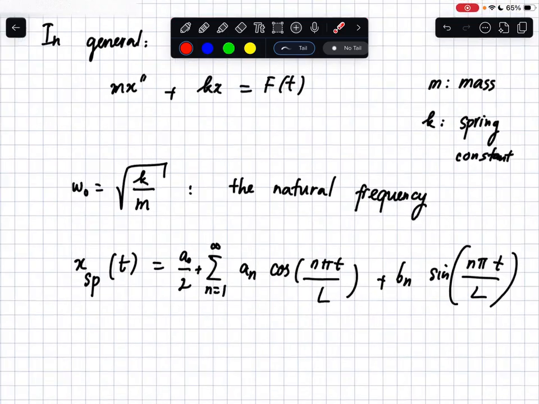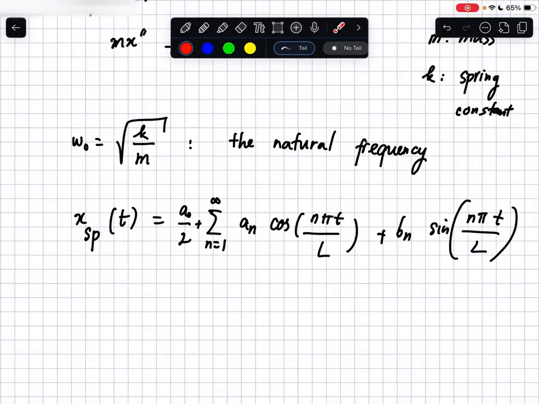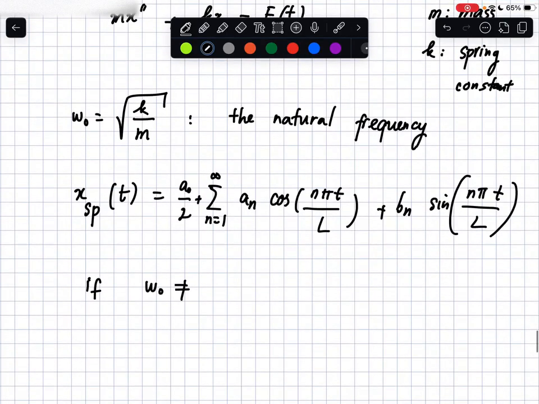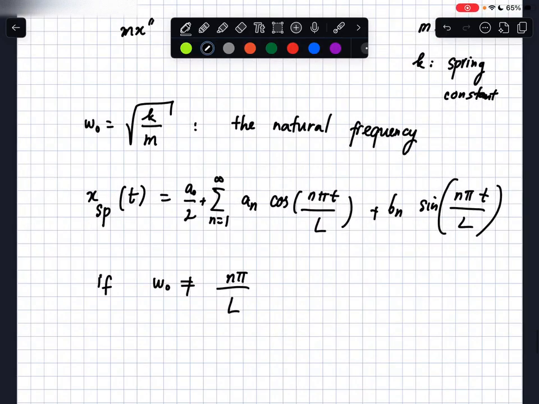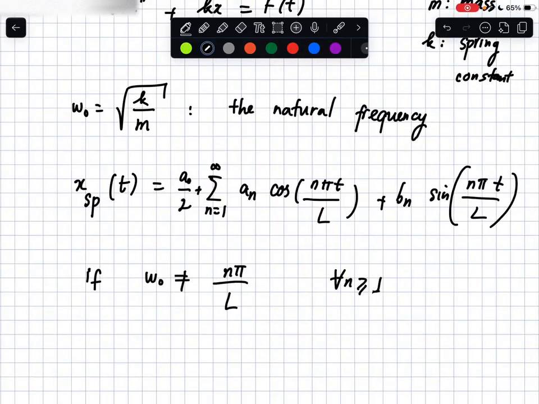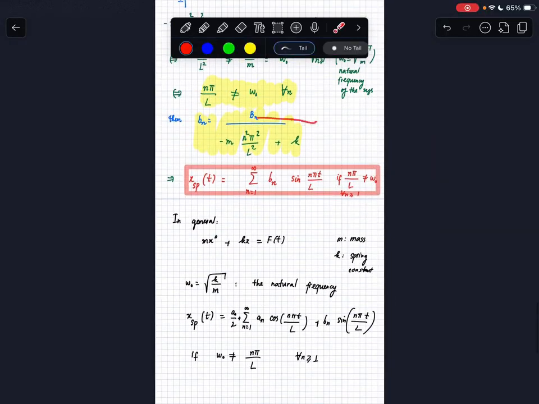And remember that we need the condition that omega naught, the natural frequency of the system, is different from n pi over L. We need this condition for all n greater than or equal to 1. Because if not, we cannot divide by this. So if this is 0, then this one will tend to infinity. The system blows up. So in that case, we have the so-called resonance. So the mass blows up, the system will break.